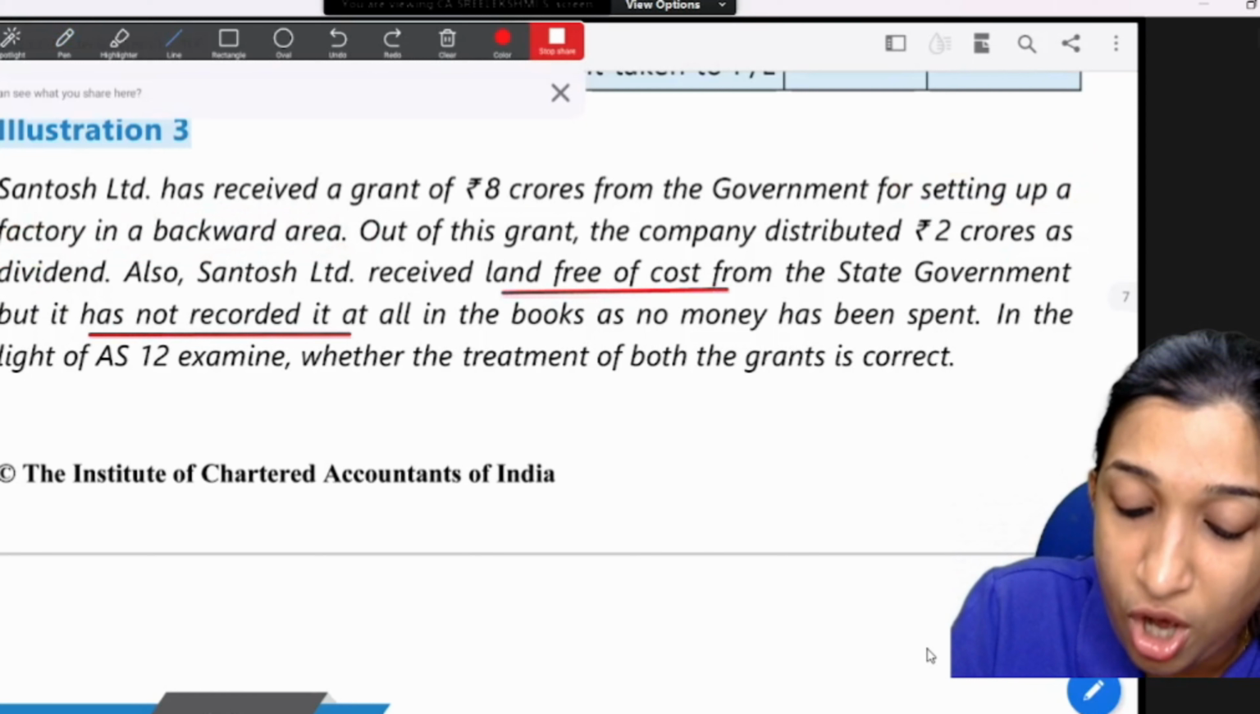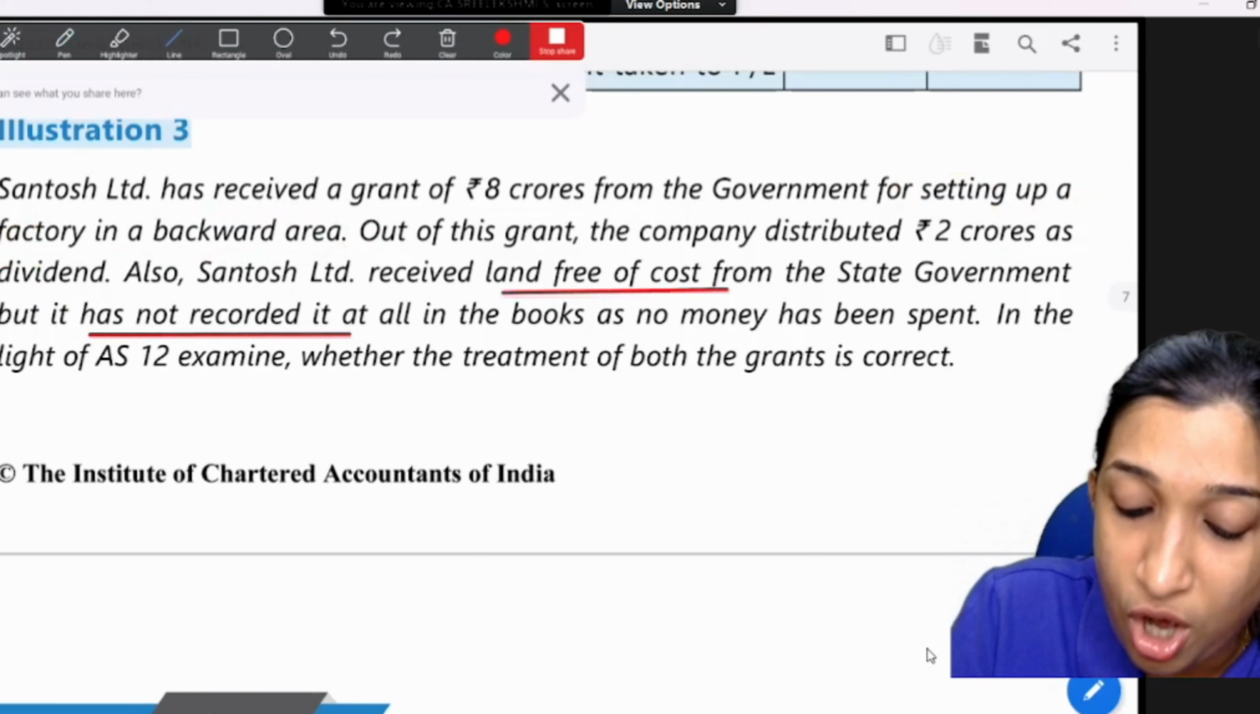Okay. Now, when do you recognize this government grant in the books? From this area onwards, there is no doubt you should focus. When there is a reasonable assurance that the conditions will be satisfied and the grant will be received, then government grant should be recognized in the books.